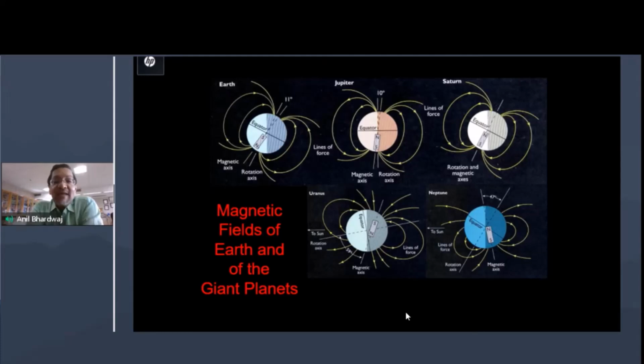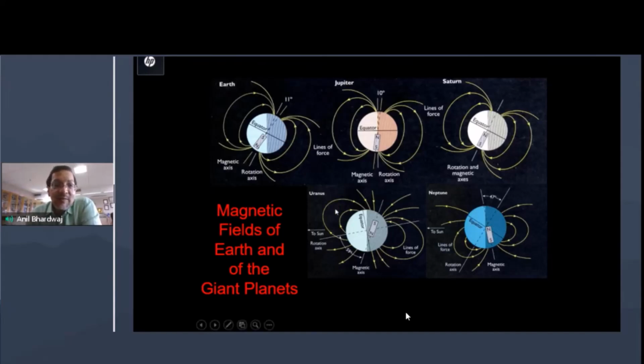Also, if you want to compare their magnetic fields, of course, Mercury and Venus don't have a magnetic field. Mercury has a small magnetic field, but other than Earth, the planets which have really intrinsic magnetic fields are Jupiter, Saturn, Uranus, and Neptune. If you compare them, you'll find that Jupiter has a tilt of almost 10 degrees, which is similar to that of the Earth. Saturn is completely aligned to its rotation axis. So rotation axis and magnetic axis are both absolutely aligned.